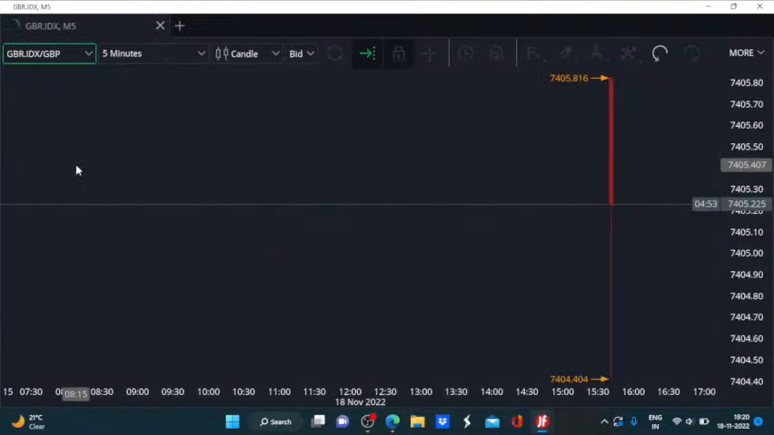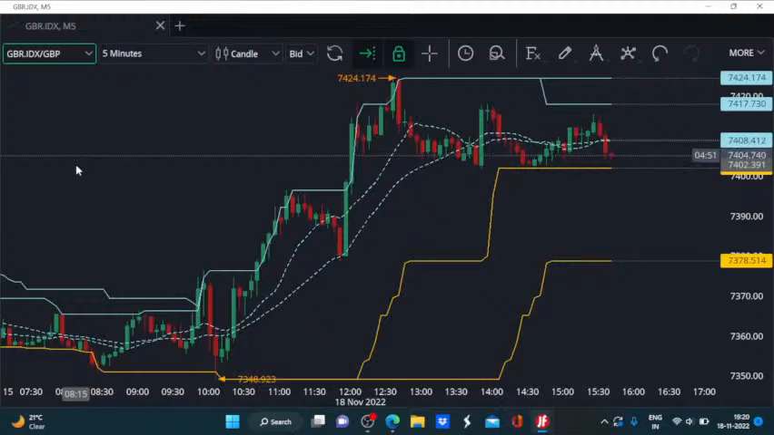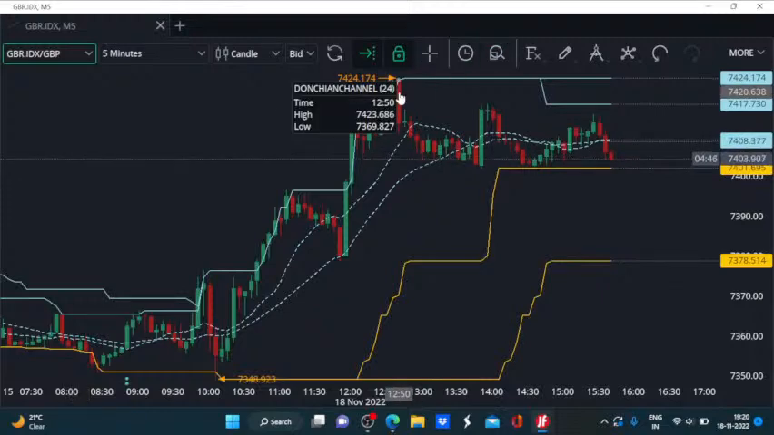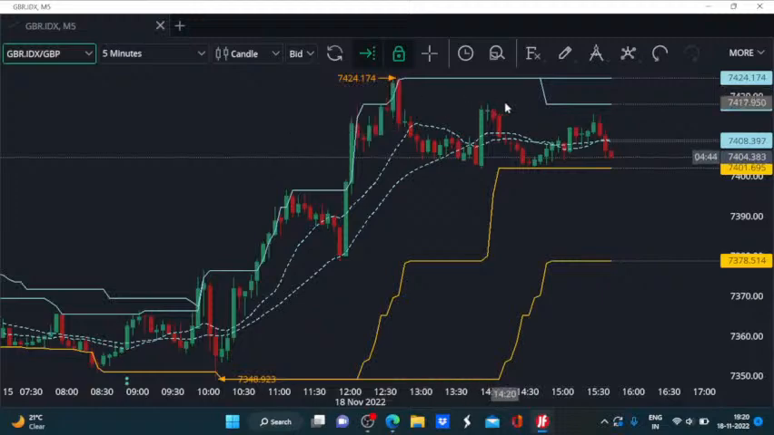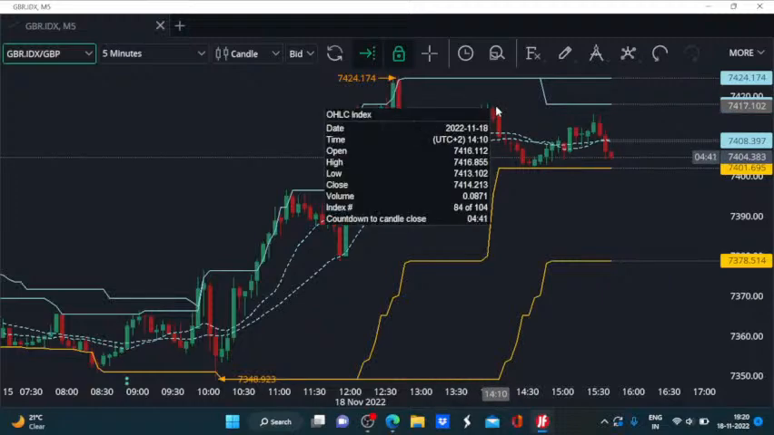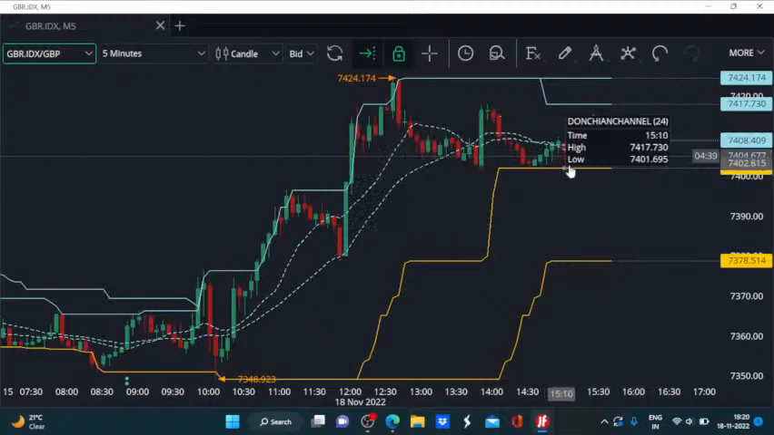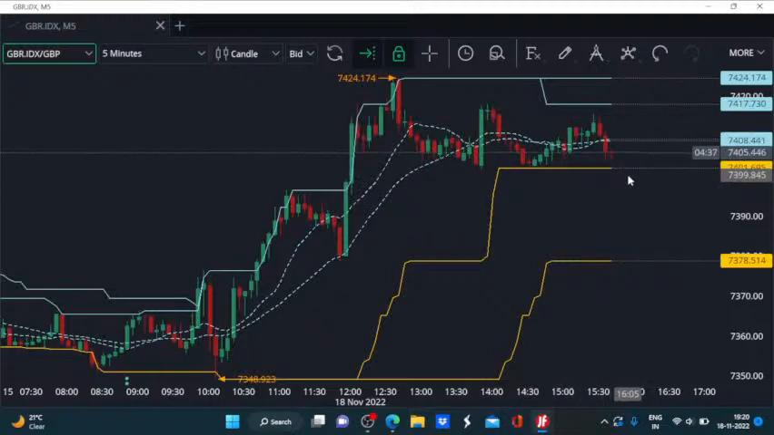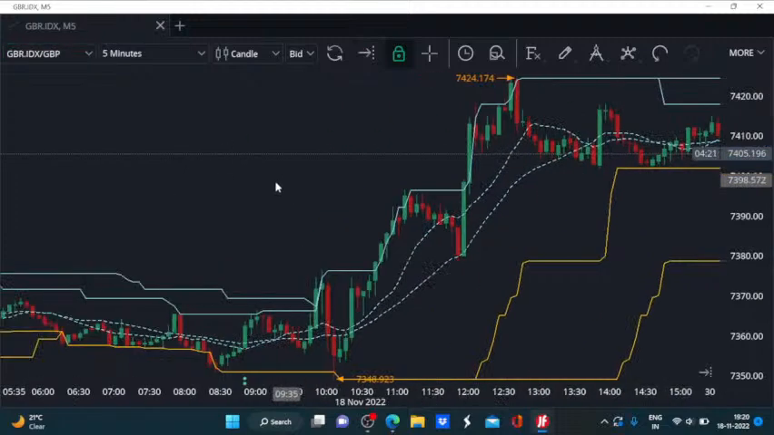The FTSE 100 made this 4 hourly high quite early at 12:50 GMT. Since then, it has simply gone sideways, and even now, it is slowly approaching this immediate support level. Though I am not really expecting any big sharp decline in the FTSE 100 in today's session, we have to remain watchful, and only after consolidation, as and when it starts to rise again, we should be looking for the opportunities to go long.